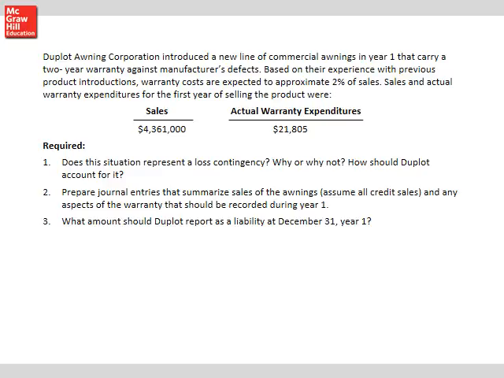2. Prepare the journal entries that summarize the sale of the awnings, assume they're all credit sales, and any aspects of the warranty that should be recorded during year one. And 3. What amount should DuPont report as liability on December 31st of year one?